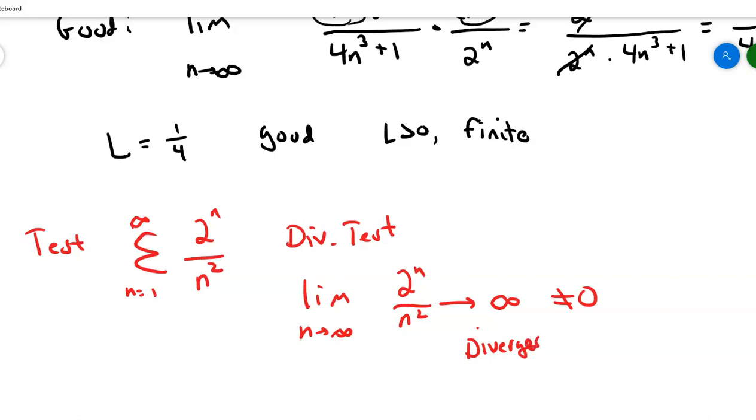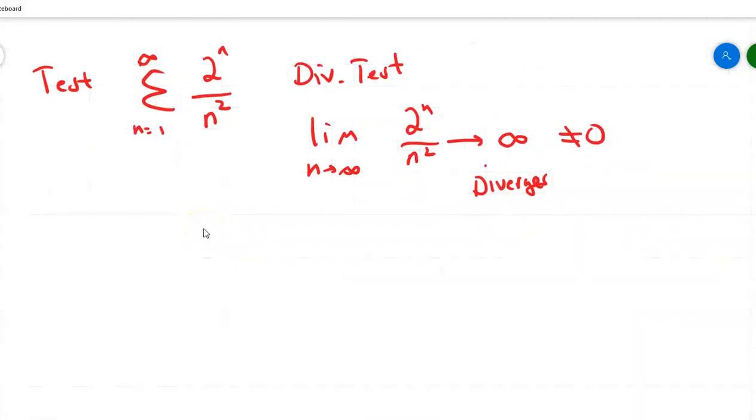Remember that the nth term test says as long as it's not 0, it diverges, but it can't tell me anything about converging. All right, so what's my conclusion? My conclusion is that the original messy series diverges by the limit comparison test and the divergence test, or the nth term test.